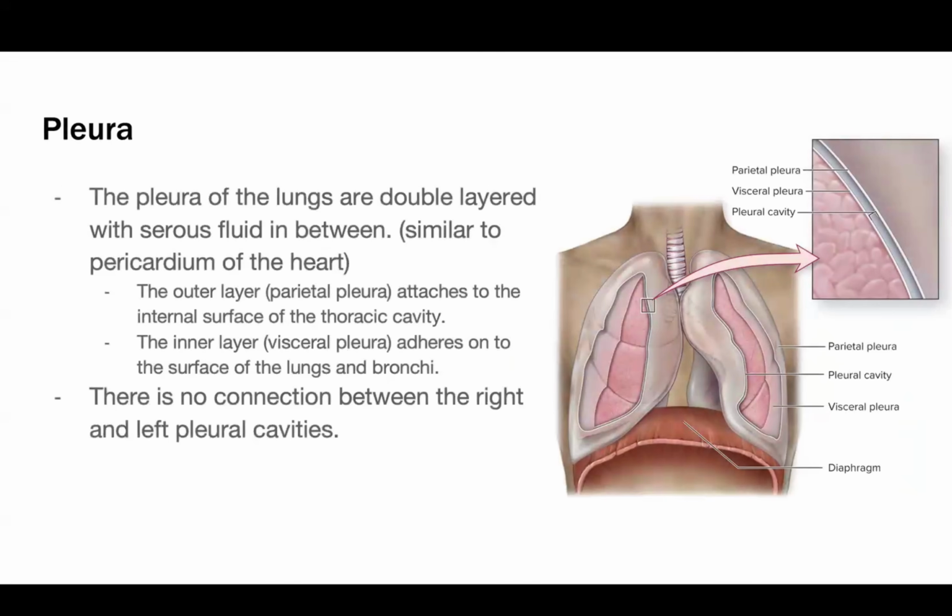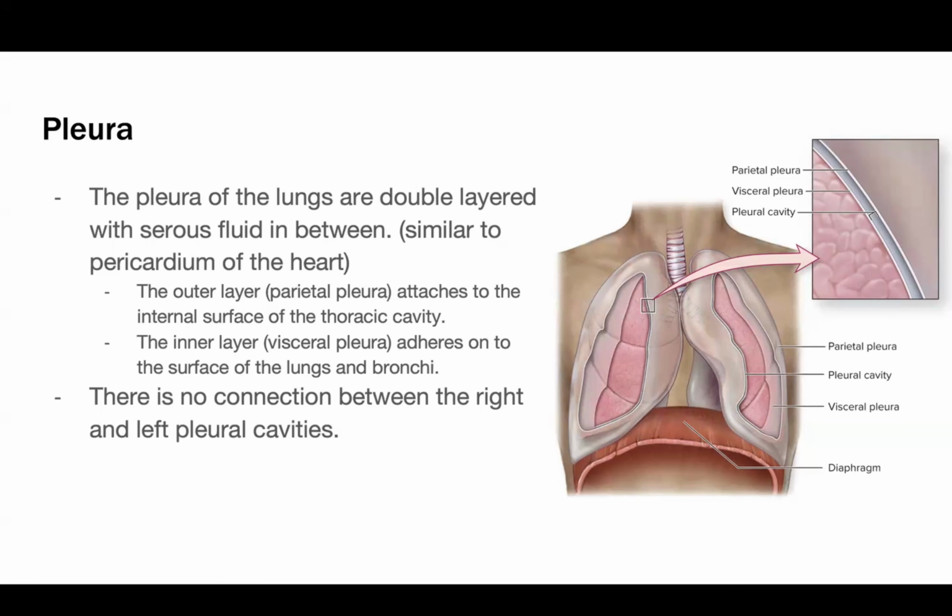Now, speaking of pleura, the pleura is a double-layered serous membrane. Same concept as the pericardium in the heart. The outer layer is the parietal pleura, and it's attached to the thoracic wall, the diaphragm, and the mediastinum. The visceral pleura, remember viscera meaning organ, is the inner layer. It's directly adhered to the lung surface and extends into the fissures. Between these layers is a pleural cavity.